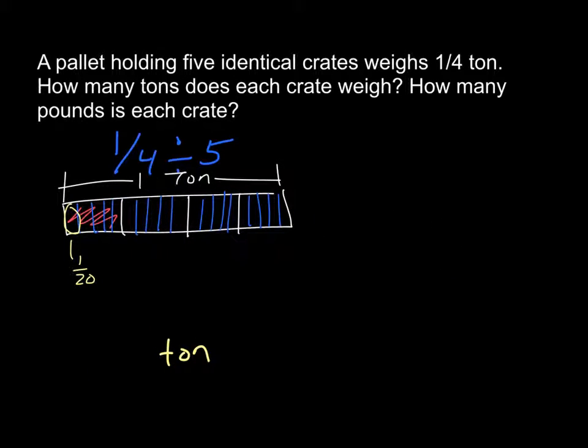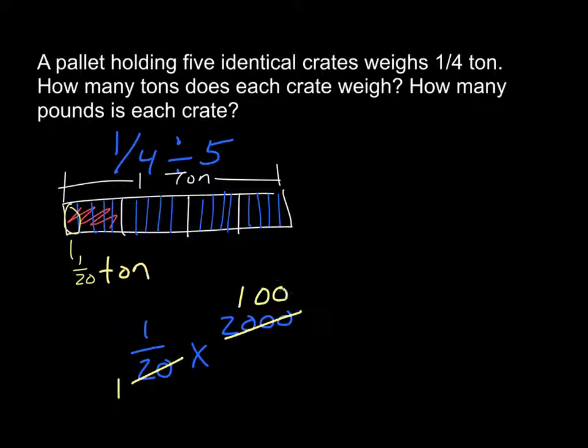So then what I'm doing is I am looking for 1/20th times 2,000 pounds. And then I can simplify that. 20 goes into 20 once. 20 goes into 2,000 100 times. 1 times 100 is 100 pounds per crate. Try one more problem.